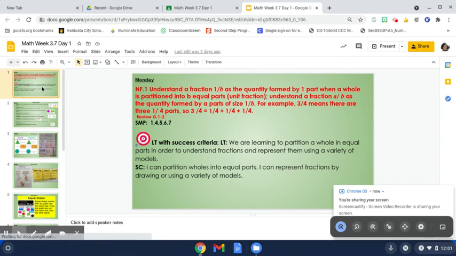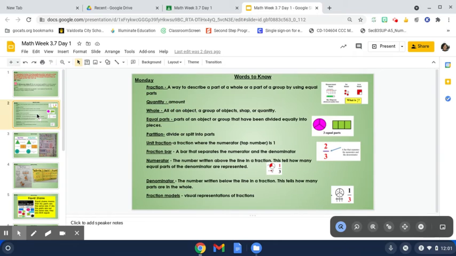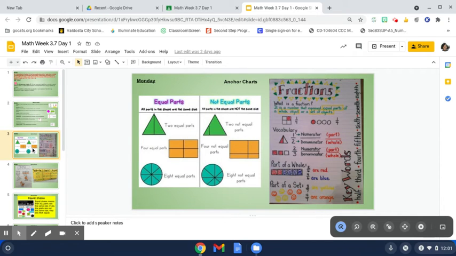All right, so we are continuing to talk about partitioning fractions into equal parts, representing fractions by drawing or using a variety of models. Make sure you know what your vocabulary words mean. Make sure you know the difference between equal and not equal parts. Make sure you know what the definition of a fraction is and the parts. The numerator is the top part and the denominator is the bottom part of a fraction.